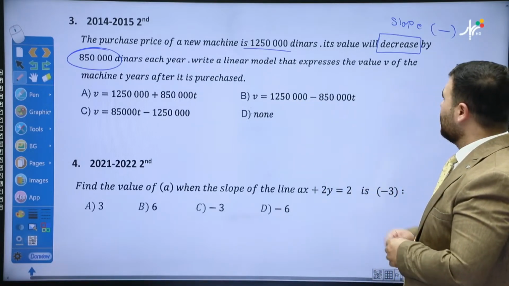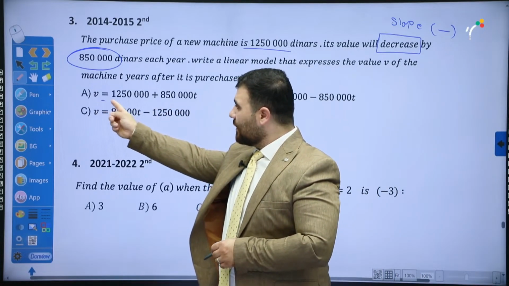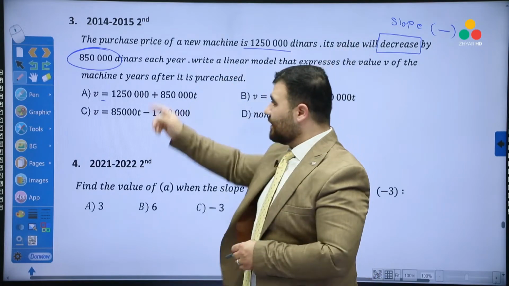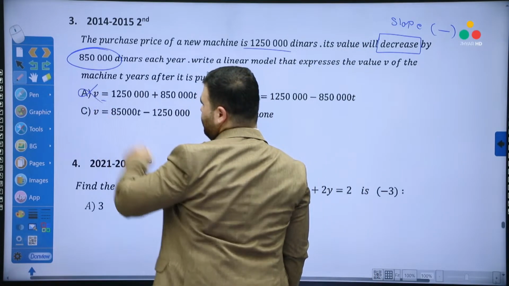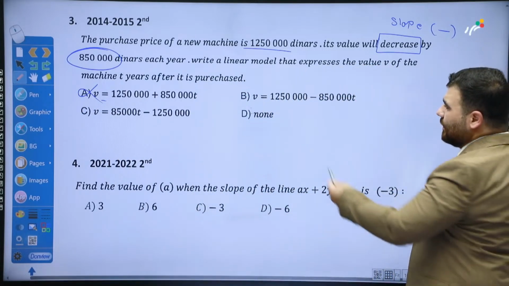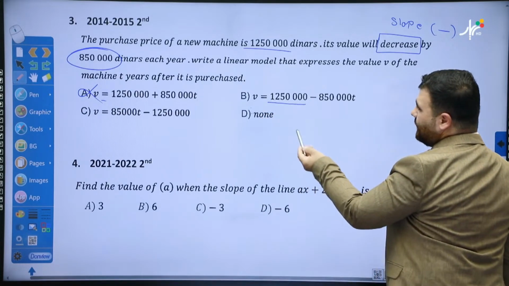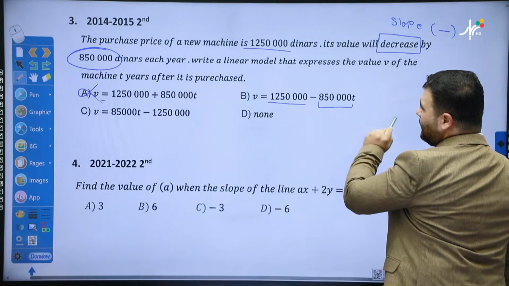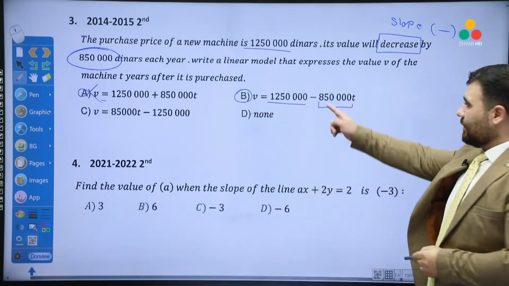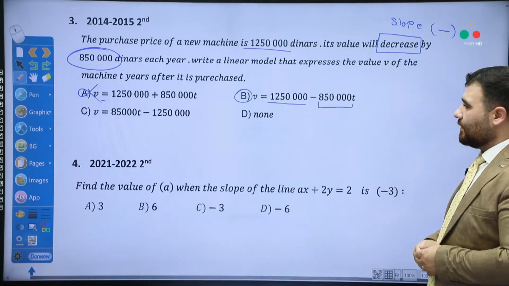Write a linear model. A, there is no minus. It's increasing. What I want is decreasing. So A is not the right answer. B. This is the original price. Each year it will be decreased by 850,000 dinars. This is the right answer. -850,000 t. This is the right answer.